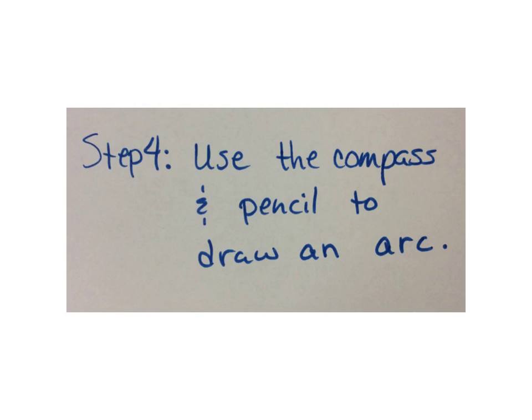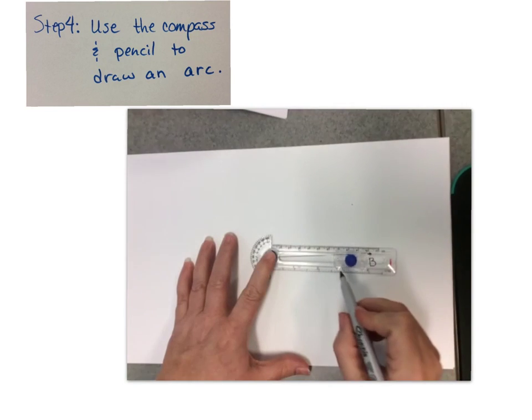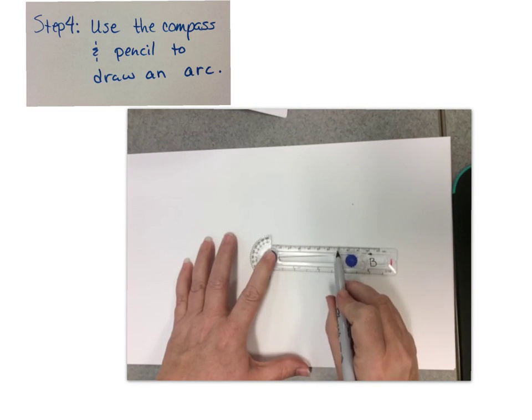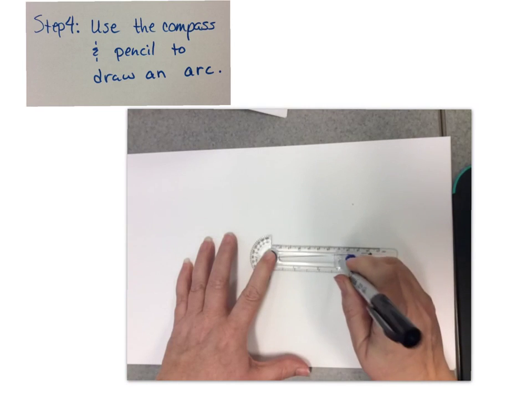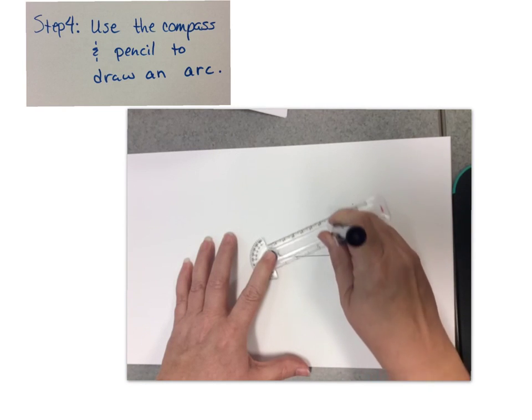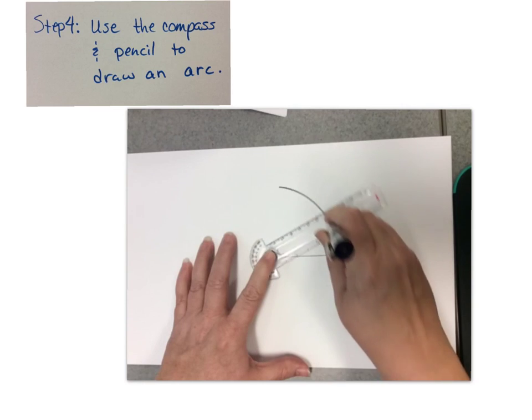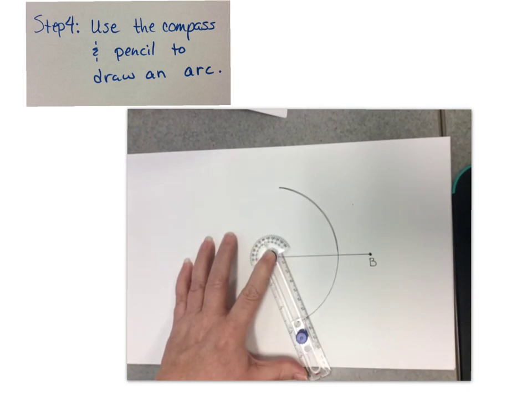Step 4, you're going to use the compass and pencil to draw an arc. When using the compass, you need to make sure your measurement of 7 was right here in the first hole. So use that first hole. Place your pencil in there and you're going to draw that arc all the way up, all the way down. That's what you need it to do.